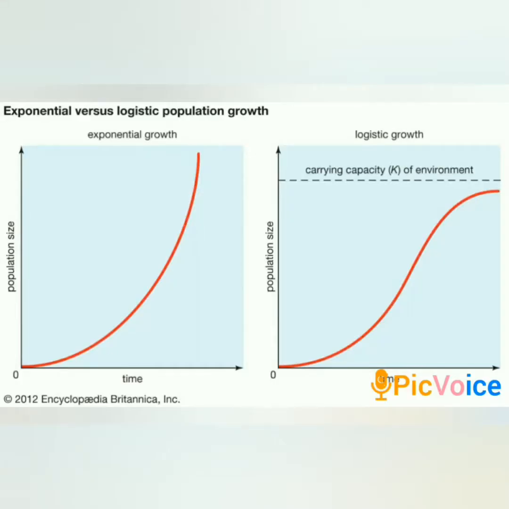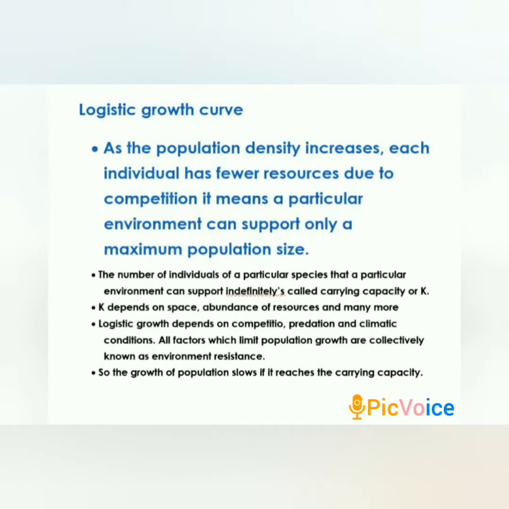The second one is logistic growth. In logistic growth, as the population density increases, each individual has fewer resources due to competition. It means a particular environment can support only a maximum population size. The number of individuals of a particular species that a particular environment can support indefinitely is called carrying capacity, which is denoted by K. K depends on space, that is the area, and abundance of resources, and many more. Logistic growth depends on competition, predation, climatic conditions, etc. All factors which limit population growth are collectively known as environmental resistance.